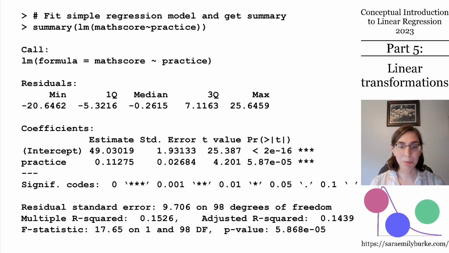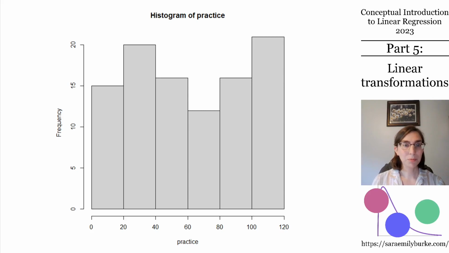We already said that 10 minutes of practice confers 1.1 math test points. We can see that based on our existing output. So dividing practice time by 10 should result in a slope of 1.1, 10 times higher than this slope we see. Let's try it. Here's a histogram of the original practice variable.